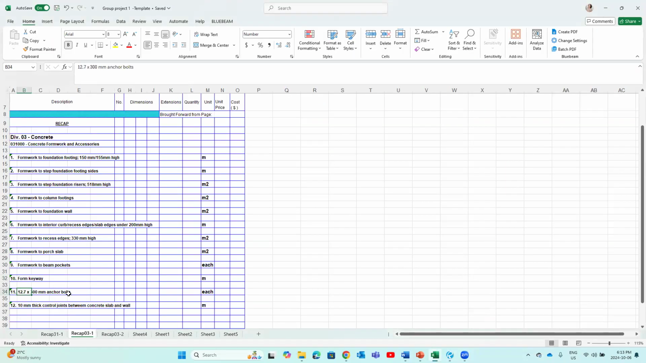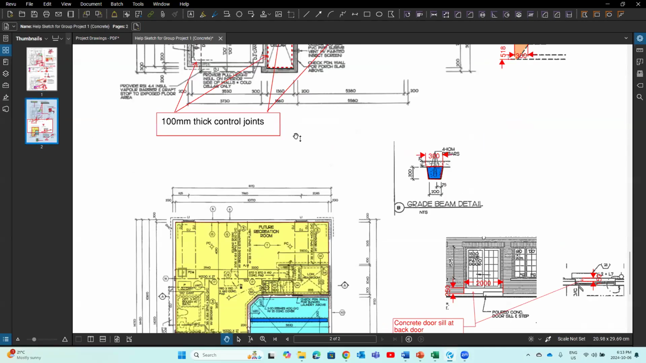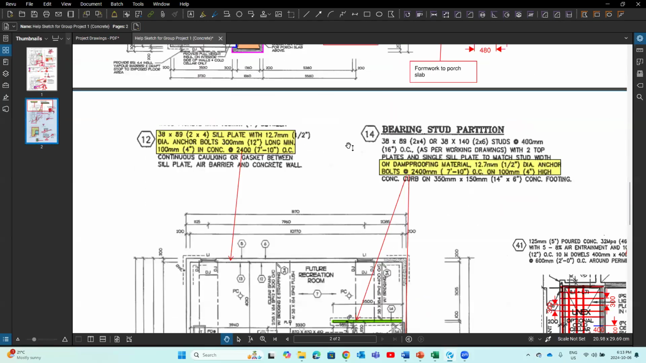So anchor bolts, right? You see, how many anchor bolts we need? And if you look at the notes, number 12 and 14, number 12 is related to the wood framing and for the foundation, basement foundation wall, right? It mentions anchor bolts. You see, anchor bolts 300 millimeter long, minimum, right? 100 millimeter in the concrete.